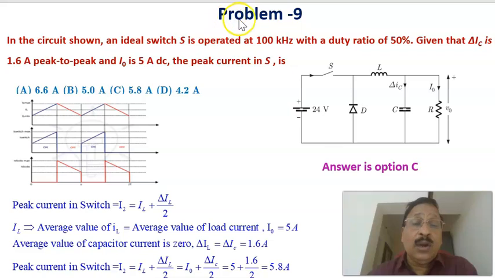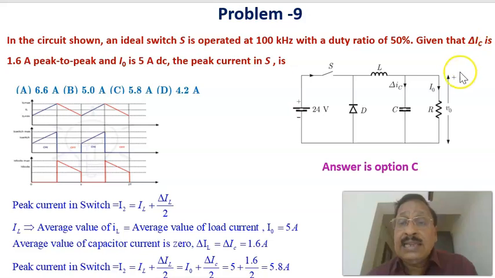Now, let us see problem 9. In this one, the circuit shown has an ideal switch operated at 100 kilohertz. Therefore, this is actually a buck converter circuit in which the switch is operated at 100 kilohertz, and the duty ratio is equal to 50%. Therefore, on period divided by total time period, duty ratio is equal to 50%.